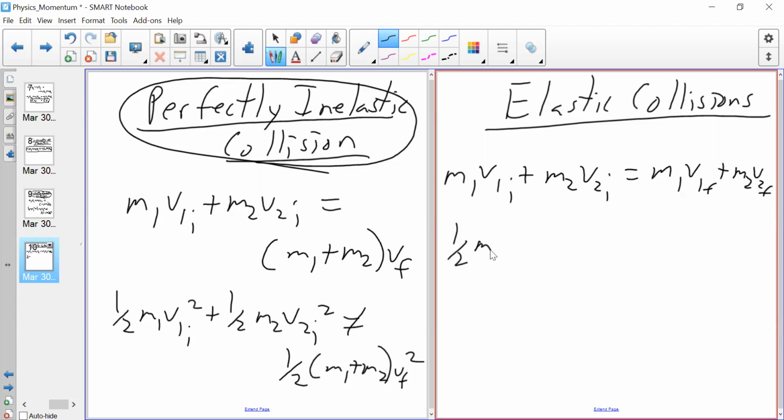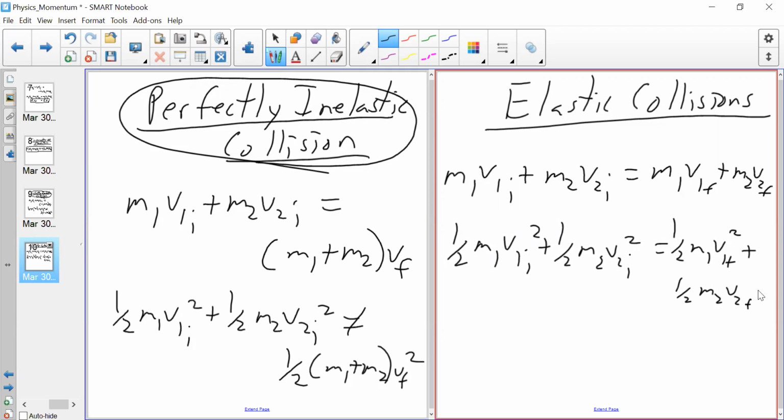So 1/2 m1 vi squared. Run out of space again. So yeah, the energy and momenta are saved, whereas here, just the momentum is saved.